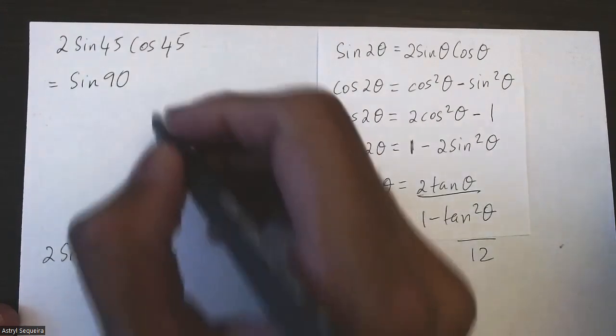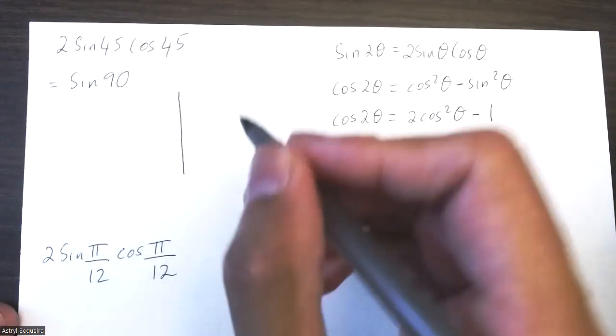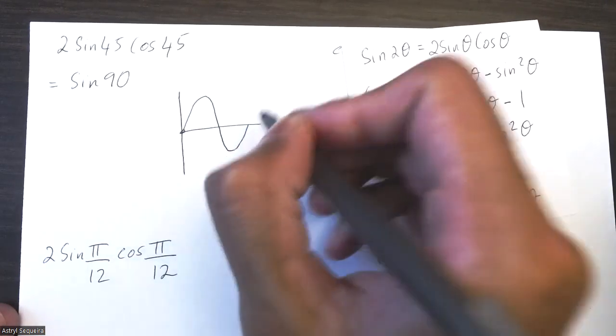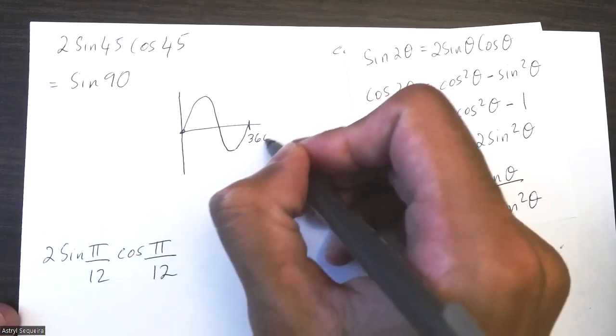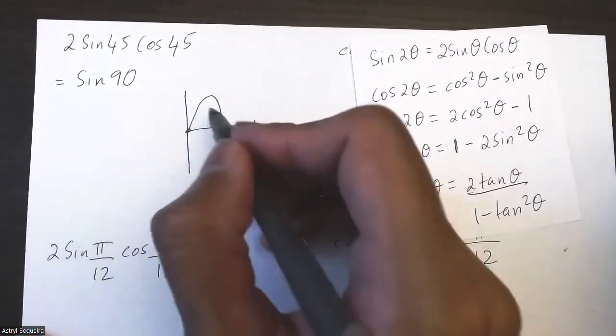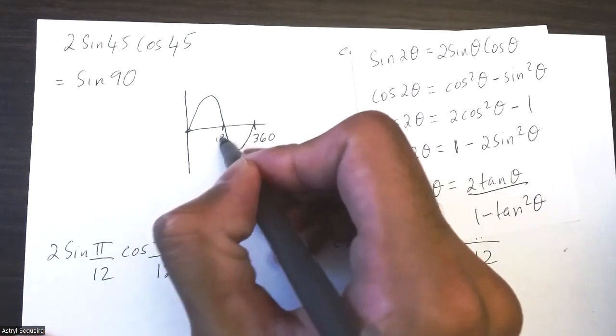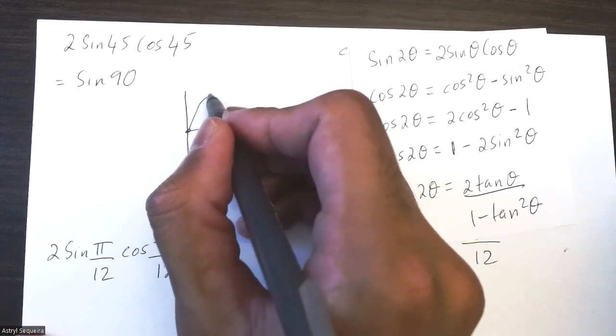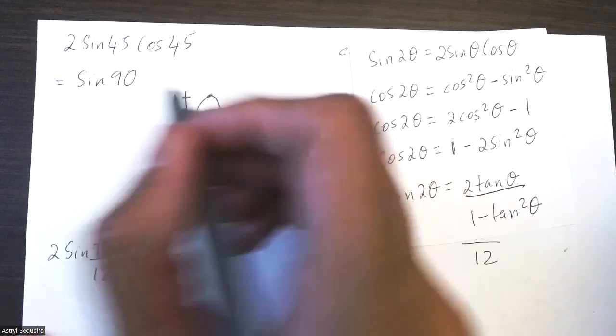calculator just in case. So you can solve this using a sine graph. You know that a sine graph looks like this, where this is 360 degrees, and then this is 180, and then 90 is right here. So sine of 90 is the maximum right here, which is 1.